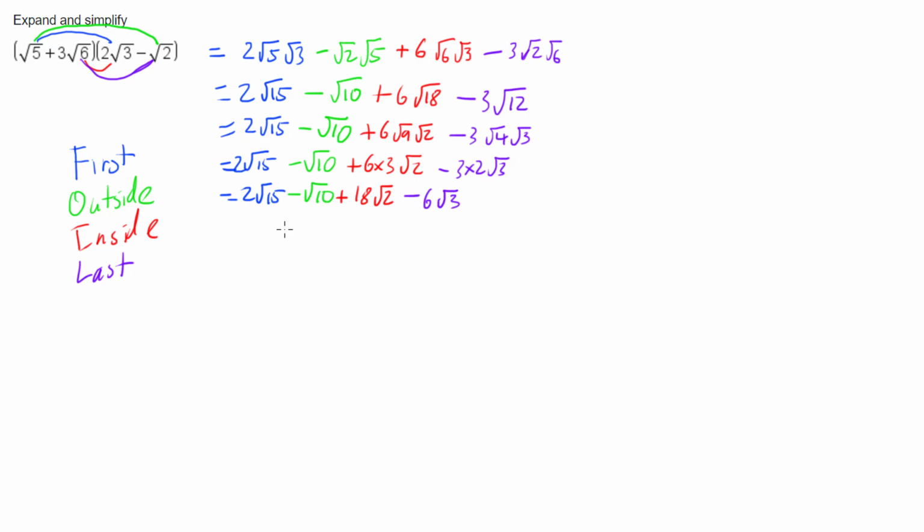Checking for any additions or subtractions I can do. That is it. So my original expression of root 5 plus 3 root 6, all multiplied by 2 root 3 minus root 12, gives me 2 root 5 minus root 10 plus 18 root 2, take 6 root 3.